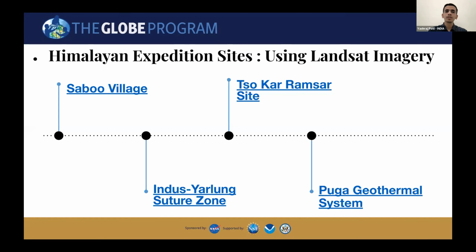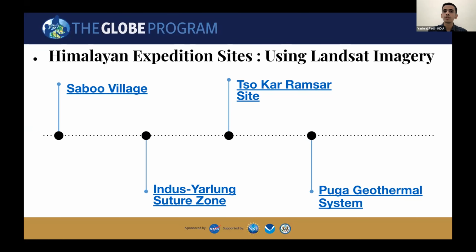Now coming towards the Himalayan expedition sites, we had four different expedition sites. The Saboo village, which is responsible for the cloudburst, then the Tso Kar Ramsar Site, which is a salt, high altitude, closed basin lake system, and the Indus-Yarlung Suture Zone. Beneath that suture zone is the active tectonic line that actually separates the Indian plate and the Eurasian plate, so this is much more interesting in the geological aspect.